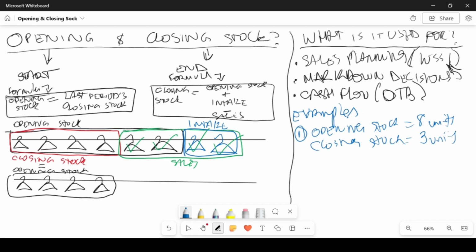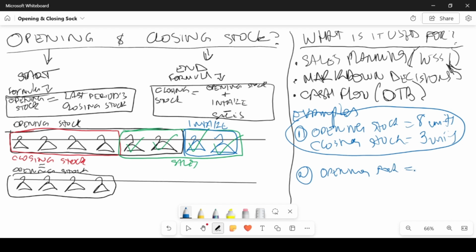And then let's say example 2 was we had opening stock was also 8 units, but closing stock was 17 units. Okay, so these are the 2 examples that we have.